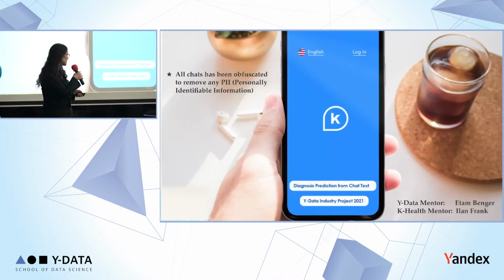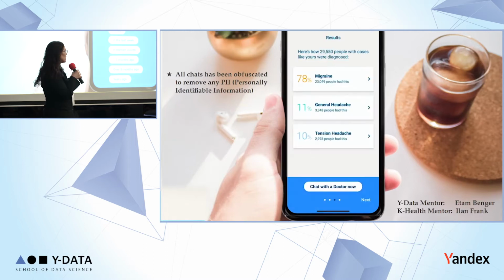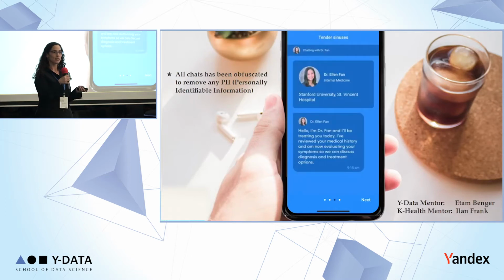Okay, so our project is diagnosis prediction from chat text. The company is K-Health. K-Health is a medical AI startup company. Their main product is K, which is an application that is an AI personal health assistant. It allows users to put in their symptoms. It gives them insight about similar users with similar symptoms. It also allows them to chat with a doctor and gets diagnosed and treated.